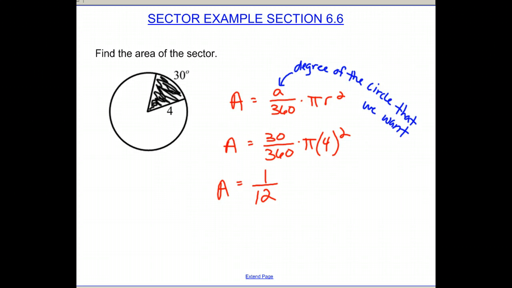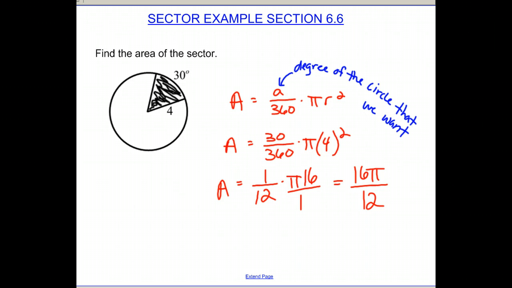You can do that work on a scrap piece of paper, or just break it down one thing at a time. Then I have my pi, and 4 squared we know is 16. So if it makes it easier for you, you can put 16 pi over 1. And if you just multiply across the top and the bottom, we get 16 pi over 12.